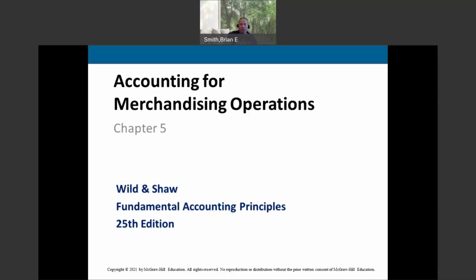Hey, welcome to Chapter 5. We're going to be talking about accounting for merchandising operations. Chapters 2 through 4 focus primarily on our service companies, and so we focused a lot on the revenues and expenses that way. But when we get into accounting for merchandising, we're going to add a few little additions in how we calculate net income, for example, and how we treat inventory. So let's go ahead and have a look.